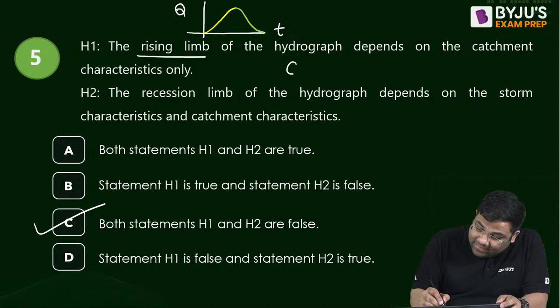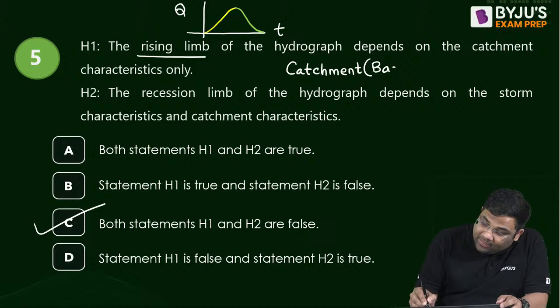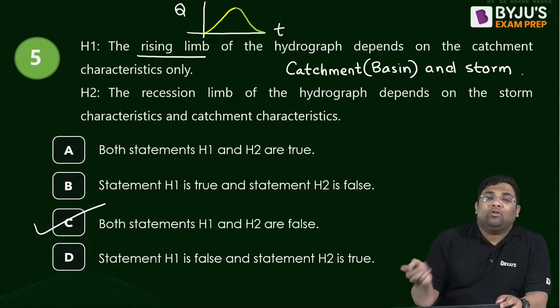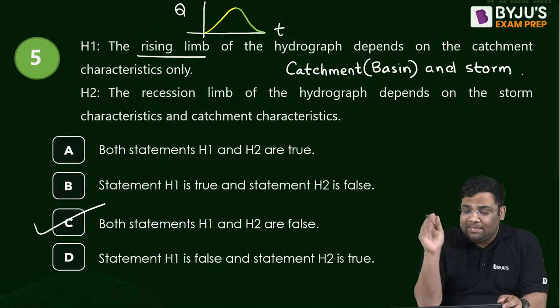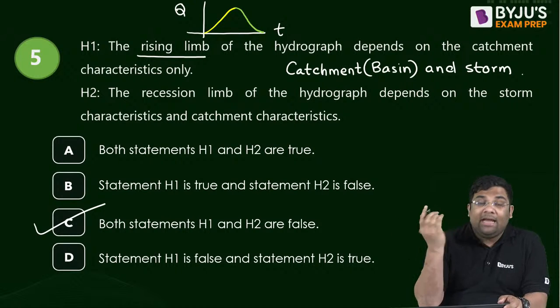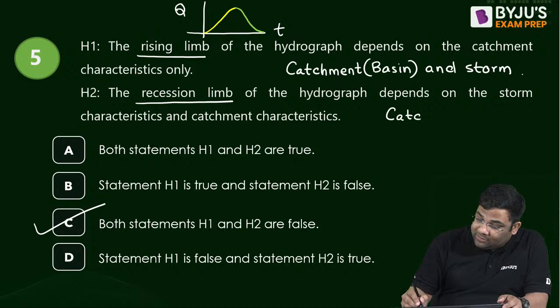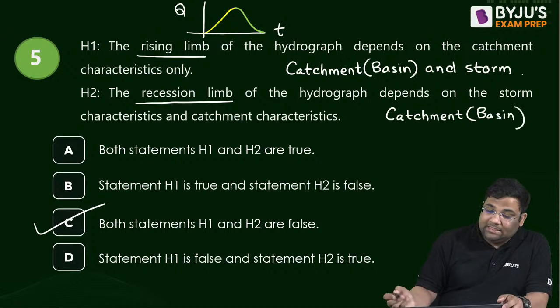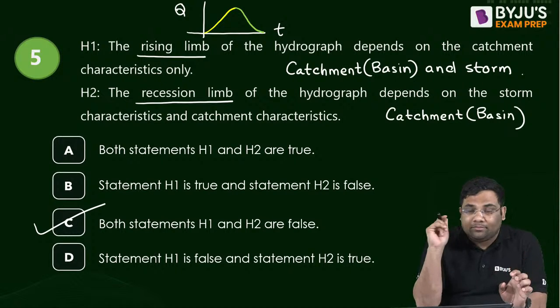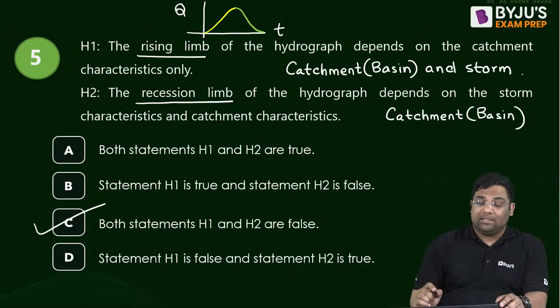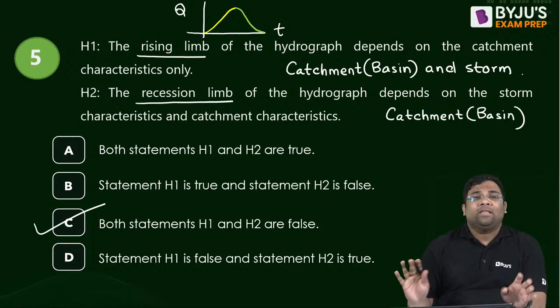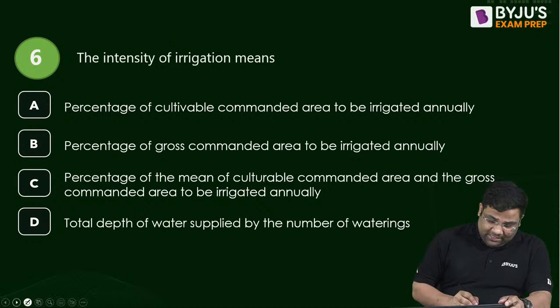It depends on both catchment or basin characteristics and the storm characteristics. Storm means the rainfall. It also depends on the area on which the rainfall is occurring. Basin or catchment means where the rainfall is occurring. Whereas the recession limb only depends on what? The catchment, because the recession limb starts when the rainfall has stopped. So this is the right answer. Here just the reverse is given, so both are wrong.